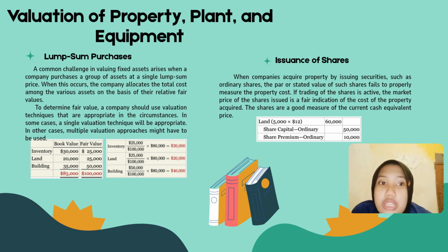Records the following entry is like that. So the land is the shares multiplied with the market price per share, and then you get the share capital and then share premium. So if the company cannot determine the fair value of the ordinary shares, we can exchange it based on the market price. So it may estimate the fair value of the property. It then uses the value of the property as the basis for recording the asset and issuance of the ordinary shares. So we're going to go to the next slide.